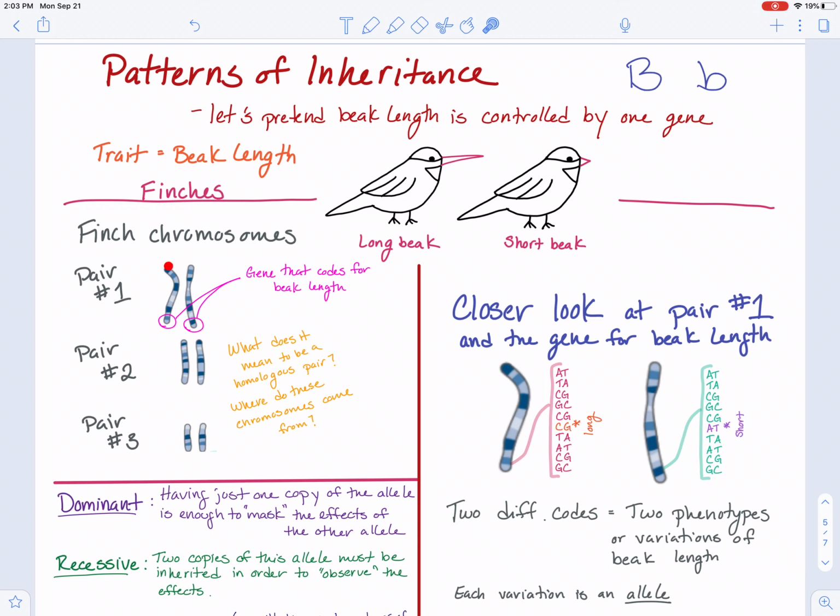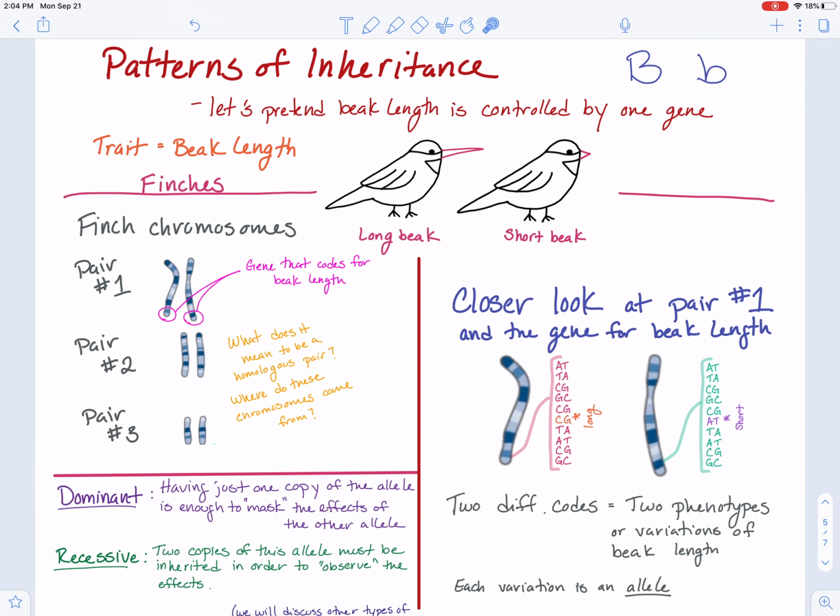So remember, your chromosome is just super tightly wound DNA. So it's wound up super, super tight. And a gene is just a region of DNA that codes for a protein. So we're going to say that this is the region of that tightly coiled DNA. If you uncoiled it, this would be the region of DNA that would code for the protein that would then affect how long the beak was.